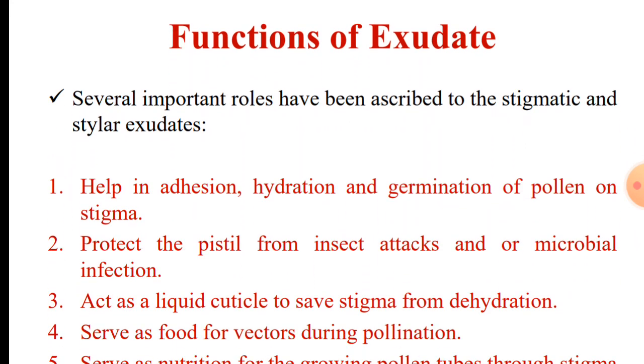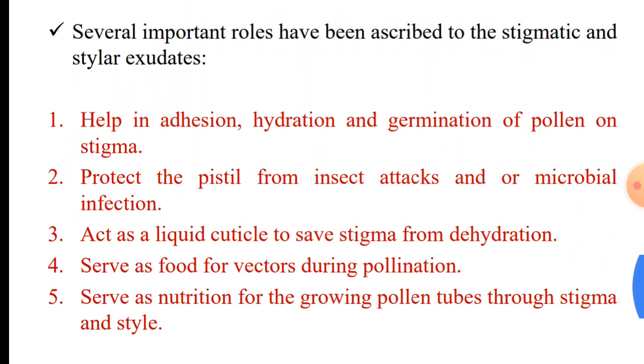The functions of exudate. Several important roles have been ascribed to the stigmatic and stylar exudates. Number one, help in adhesion, hydration and germination of pollen on stigma. That is, the exudates are holding the pollen grains to the stigmatic surface and providing hydration to the pollen grains. Protect the pistil from insect attacks and or microbial infection.